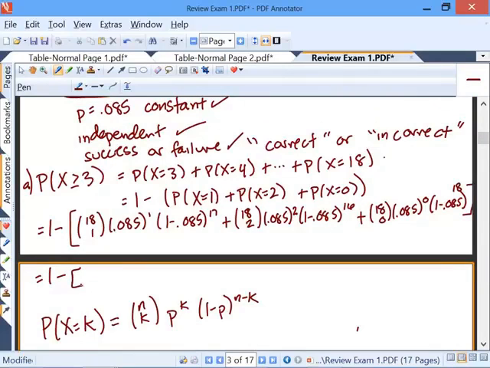At this point, I put it in my calculator, and it does take a little while, which makes you really appreciate having a normal approximation, and the reason why we want normal approximations.